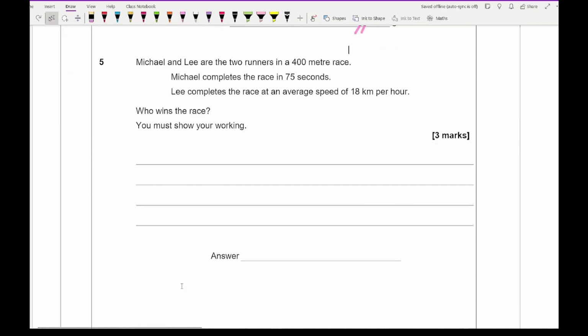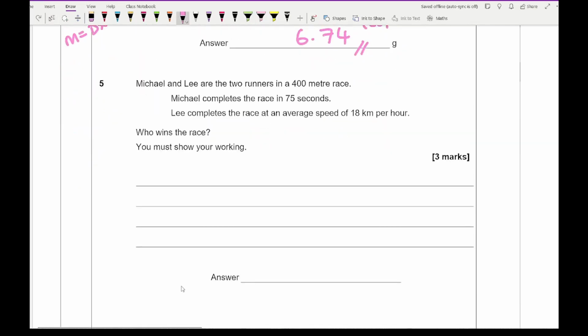Moving on to question 5, it says Michael and Lee are 2 runners in a 400 meter race. Michael completes the race in 75 seconds. Lee completes the race at an average speed of 18 kilometers per hour. Who wins the race? So for this, one way of working this out is to convert Michael's units to work out his speed in kilometers per hour. Now we need to make sure that the units are the same so it's easy for us to compare. So again, looking at Michael's, if I can spell his name right, there we go.